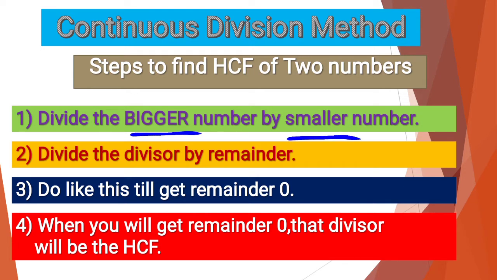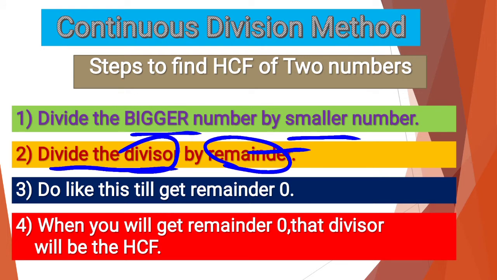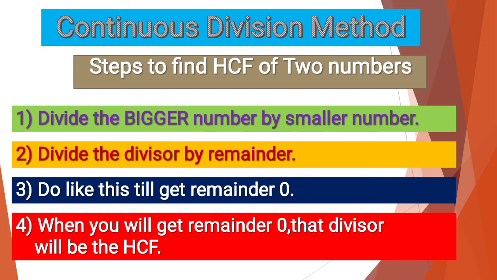The second step says to divide the divisor. When we divide bigger by smaller, you will definitely get a remainder. That remainder will divide the divisor, which at first is the smaller number. Then do like this till you get remainder 0. When you get the remainder 0, the divisor at that time will be the HCF of the given two numbers. You will understand better when we take one example.